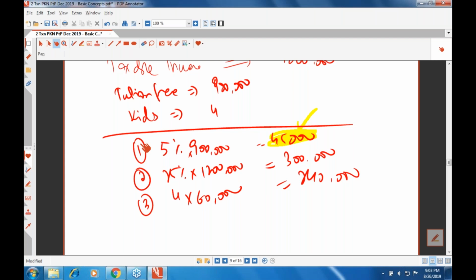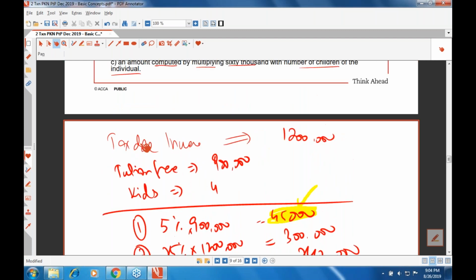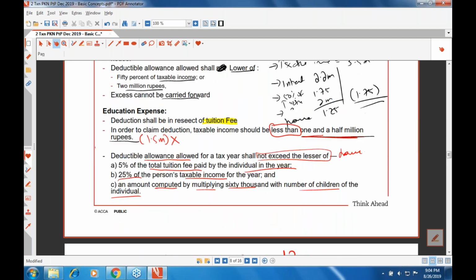And if you've got 3-4 kids, you end up paying a handsome amount. Anyways, we are not here to discuss if it's fair or not. But yes, that's how the rule is. That's how the law is. So we should know how to apply and how to claim the deductions.